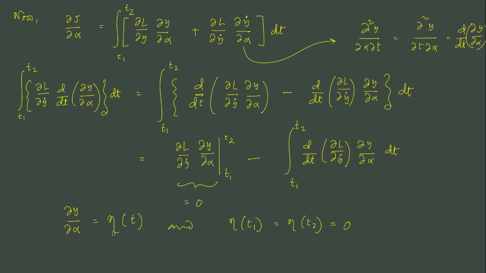It vanishes because this function del y del alpha, remember, by definition it is basically eta t, and this eta t is our variation in the path, and we mentioned that we have to choose the path in such a way that the variations at the end points, T1 and T2, are 0.